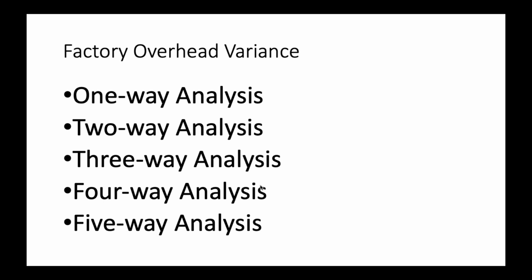1 way, we are done with 1 way analysis actually when we discuss accounting for factory overhead variance. That is the difference between your applied factory overhead and your factory overhead control account. It is under or over applied, or under applied. That's 1 way analysis.